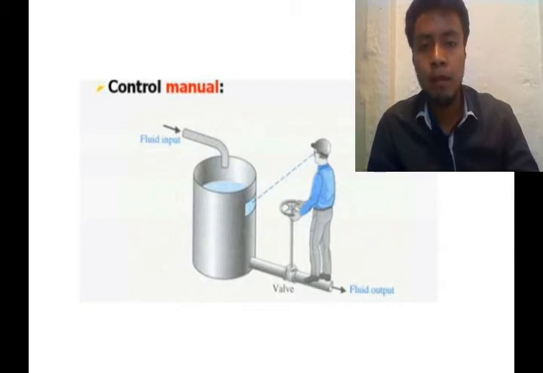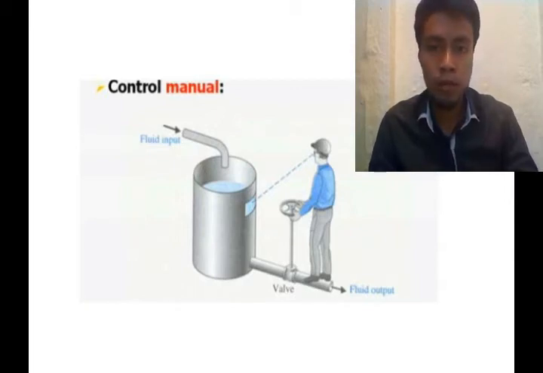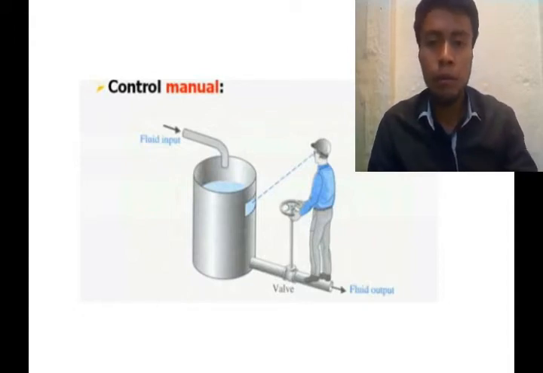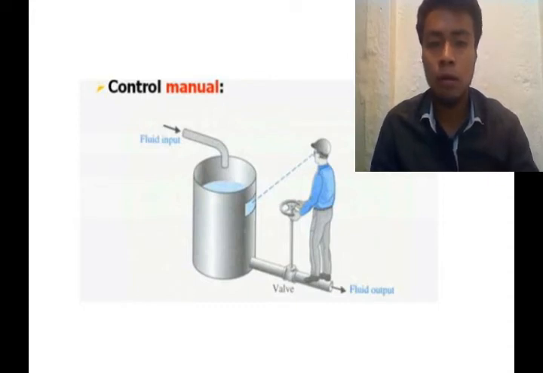In the next slide, we can see another example of manual control. Here we can see a person doing a system control where her hands are the control and her eyes are the sensor, where the liquid level is measured, with fluid input and output.